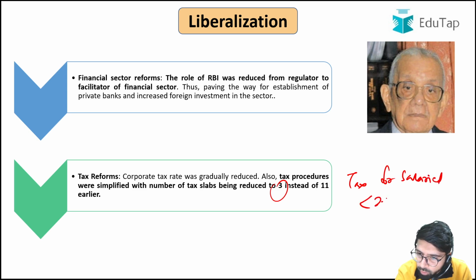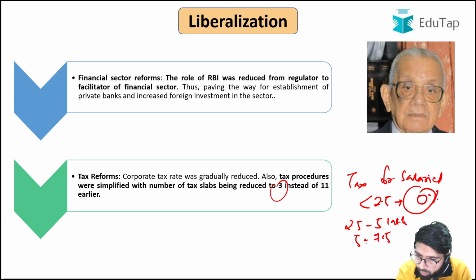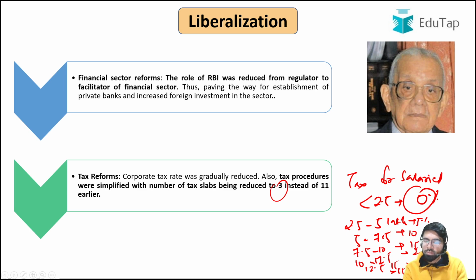That is, less than 2.5 lakh, you don't have to pay, 0% is the tax rate. If it is between 2.5 to 5 lakh, and it is further classified as 5 to 7.5, 7.5 to 10, 10 to 12.5, and 12.5 to 15. So this is 25, 20, 15, 10, 5%, and greater than 15 lakh it is 30%. So these are the tax slabs for a salaried individual.